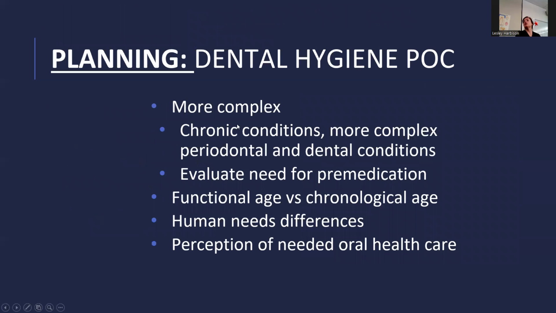Dental hygiene process of care. These patients are typically going to be more complex. To summarize what we've already talked about: chronic conditions, more complex periodontal and dental conditions. Evaluate their need for pre-med; this group might have a higher rate of needing pre-med. Functional versus chronological age: don't assume just because they're 60 that they're healthy and cognitively all there. Dexterity, they may have more limitations than somebody who's 85 just because of their various circumstances.